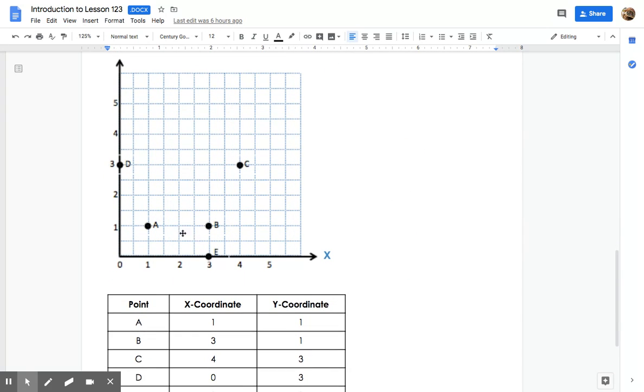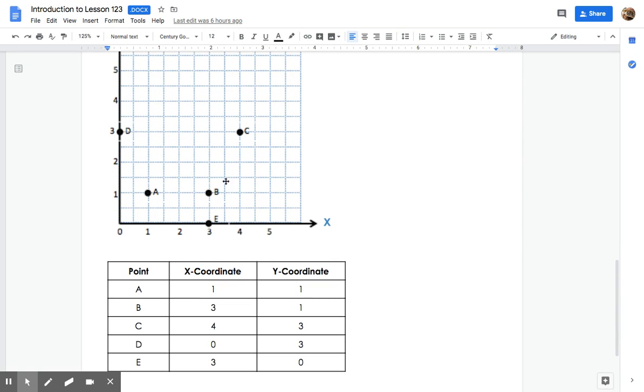So starting with point A is right here. I have it listed as 1, 1, over 1, up 1. Point B, over 3, up 1. Point C, over 4, up 3. Point D, over 0, we don't have to go anywhere over here, over 0, up 3, so 0, 3. And then point E is over 3, up 0, so the coordinate is 3, 0.